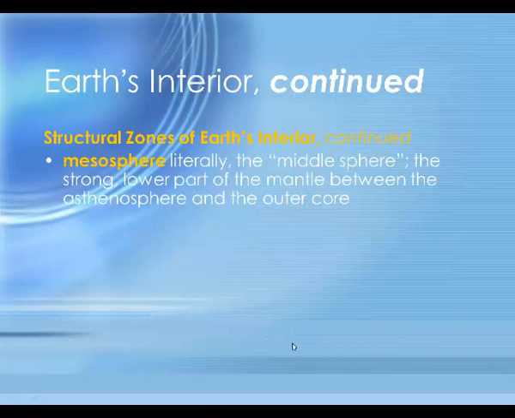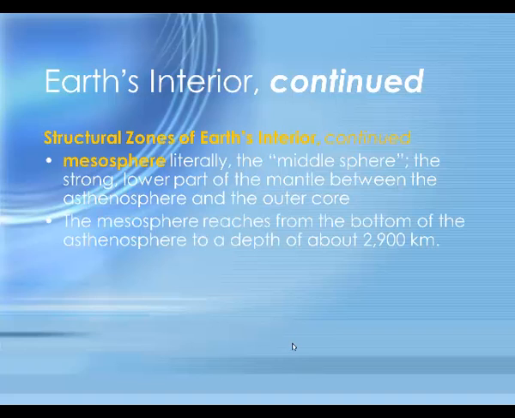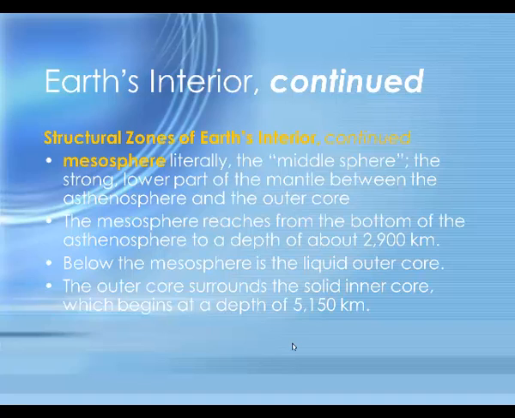The mesosphere means middle sphere. It is a strong lower part of the mantle between the asthenosphere and the outer core. It reaches from the bottom of the asthenosphere to about a depth of 2,900 kilometers. Below the mesosphere is the liquid outer core that is thought to be mostly molten magma, molten rock. The outer core surrounds the inner core, and the inner core begins at a depth of about 5,150 kilometers.